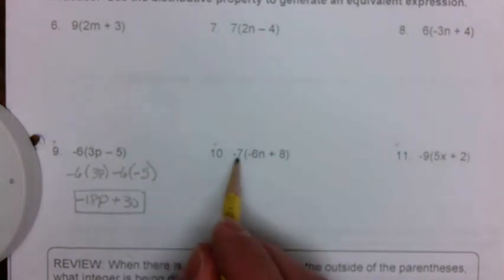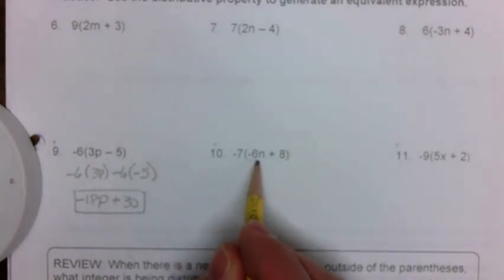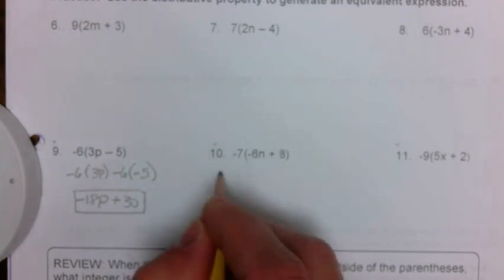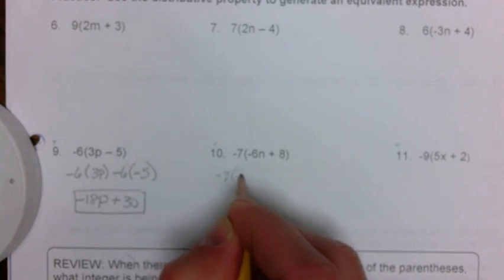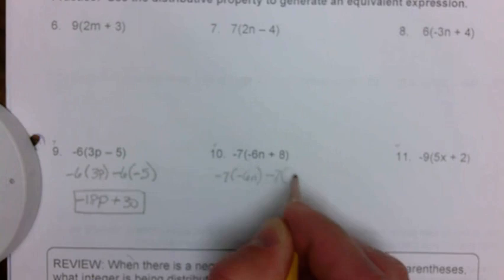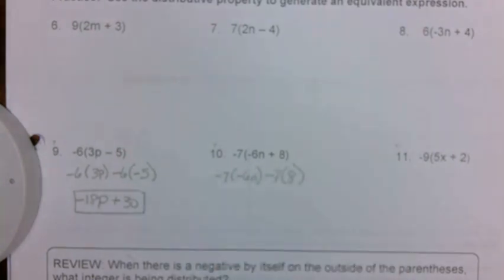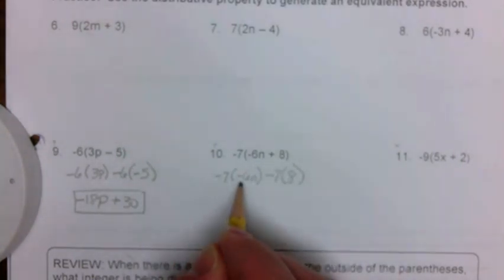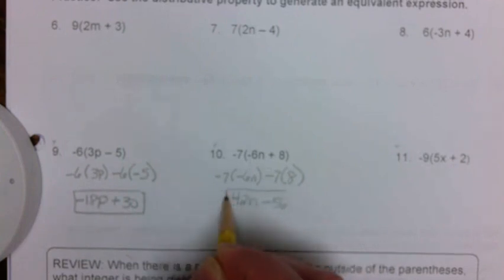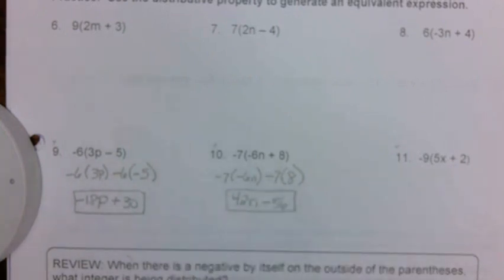In example 10, we have negative 7 multiplying in parentheses negative 6n plus 8. Let's distribute the negative 7. We'll start by writing negative 7 times negative 6n, and then minus 7 times, that's a positive 8. When we multiply, a negative 7 times negative 6n is positive 42n. Negative 7 times 8 is negative 56. So the equivalent expression is 42n minus 56.